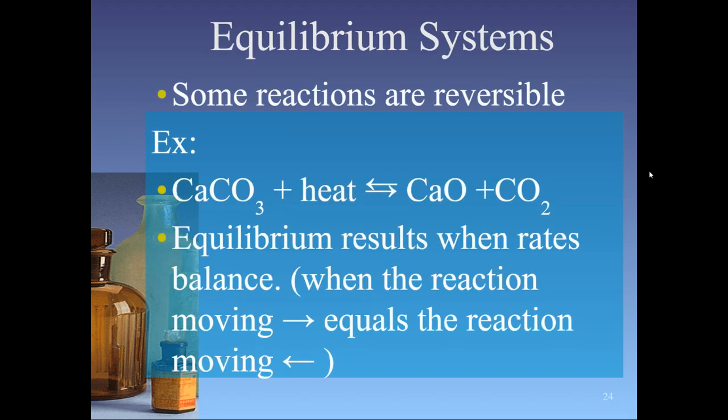Equilibrium systems: some reactions are reversible, which means that they happen just as much from left to right as they do right to left. Okay? Equilibrium results when the rate is balanced. So this is when the reaction moving one way equals the reaction moving the other way.